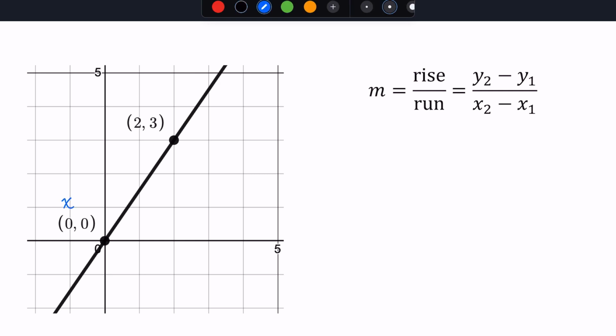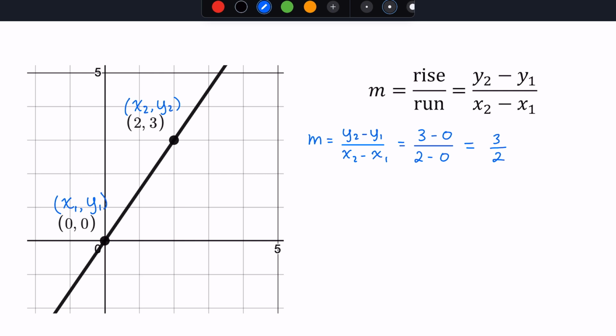So 0, 0 is going to be x1 and y1. 2, 3 is going to be x2 and y2. Using the formula m equals y2 minus y1 divided by x2 minus x1. So y2 is 3, y1 is 0, x2 is 2, and x1 is 0. So the slope is 3 over 2.